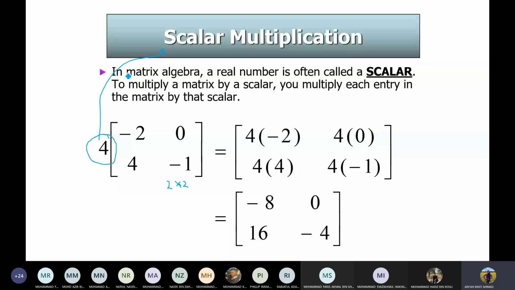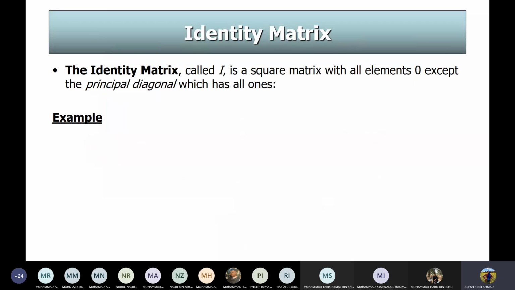Okay, so this is scalar multiplication. You just multiply with a scalar for this one. So awak akan dapat 4 darab dengan negatif 2, 4, 0, negatif 1. Kita darabkan setiap elemen dalam matrix ni dengan scalar tu. So akan dapat negatif 8, 0, 16 dan juga negatif 4. So dapat? Dapat, Doktor. Lagging ke? Sebab macam ni je, lagging. Okay, so this one is very simple, right? So just darabkan.